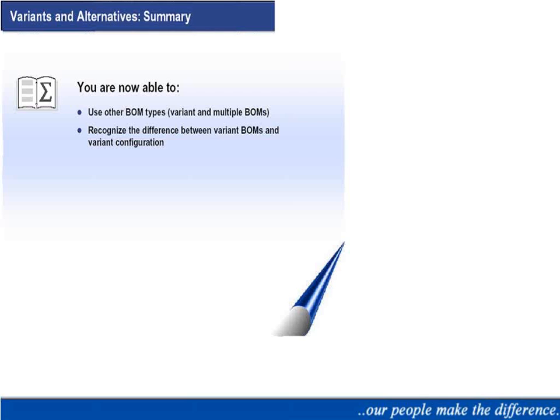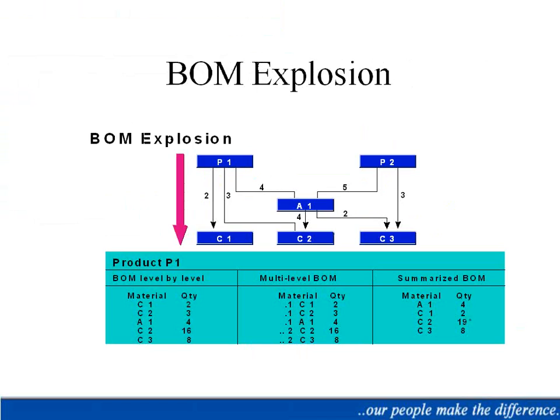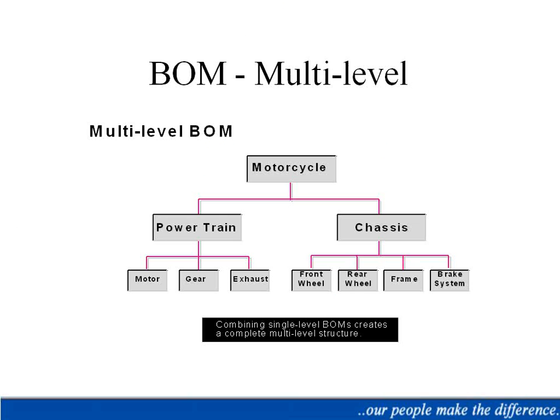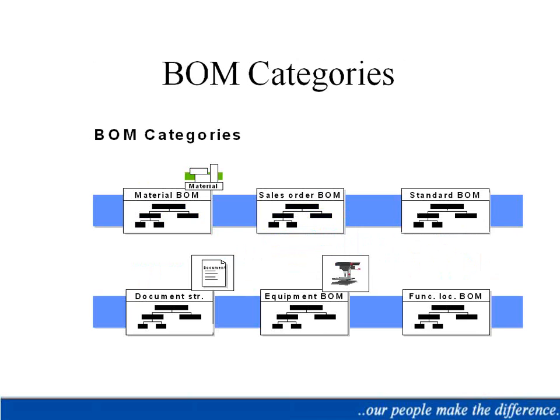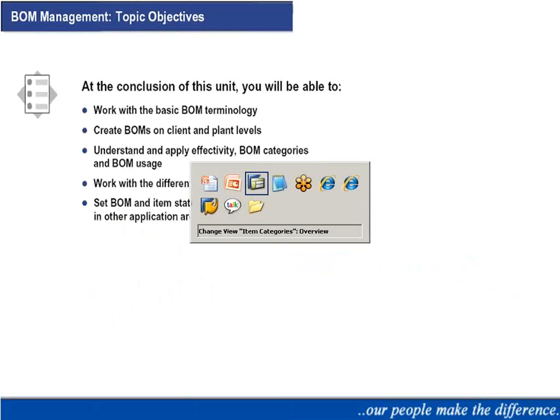So we talked about the BOM in different aspects. That is basically what is a simple BOM, what is a material BOM, what is a multiple BOM, what is a variant BOM, and what are the different BOM categories. This part we studied today. Is that clear to you, Chandra? Yeah. Let's go to the system.